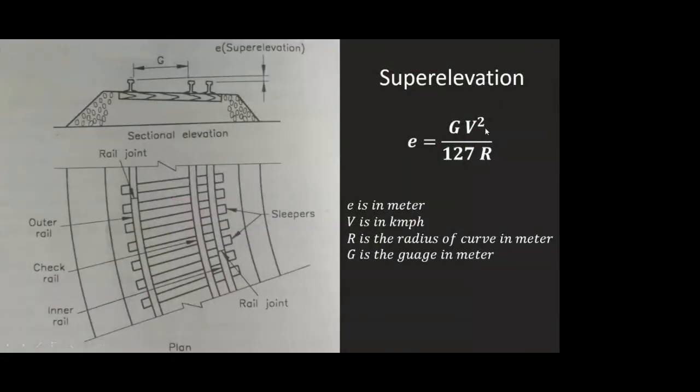So E is equal to GV square upon 127 R is the formula for superelevation, in which E we find out in meter, G is the gauge of your track section in meter, V is the speed of your train in kmph, and R is the radius of your curve in meter.